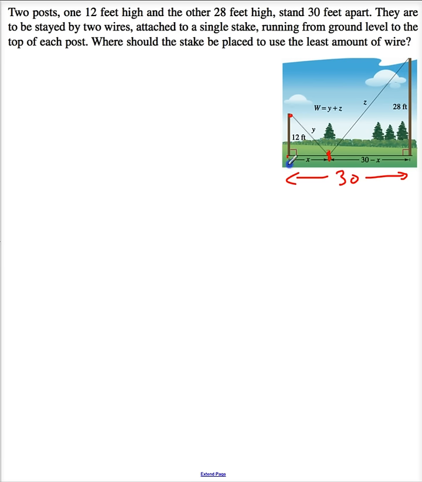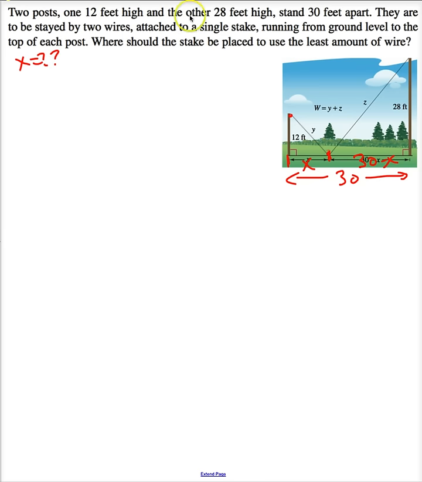Now for this problem, I'm going to put my origin at the base of the 12-foot post, and the distance from the base of the 12-foot post to the stake is x. If that is x, then the distance from the stake to the base of the 28-foot post is 30 minus x. Now, we're looking for x. That's what we're looking for here.